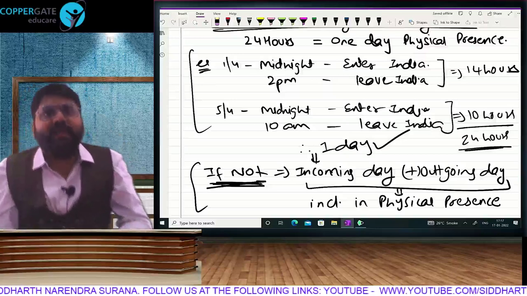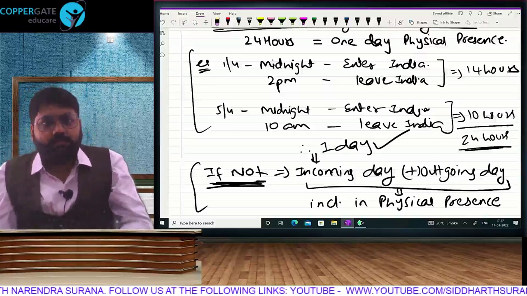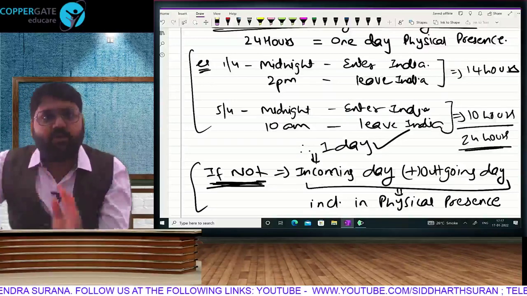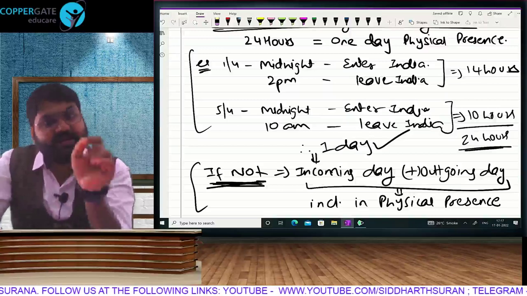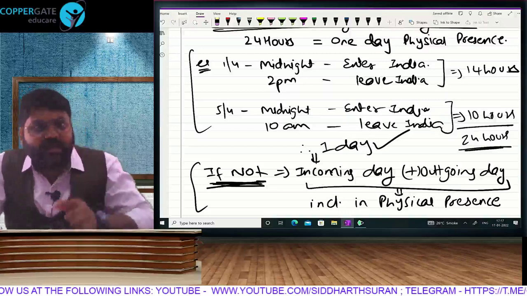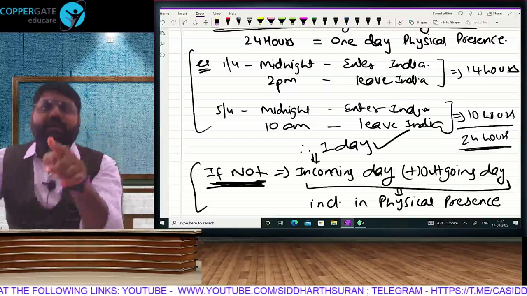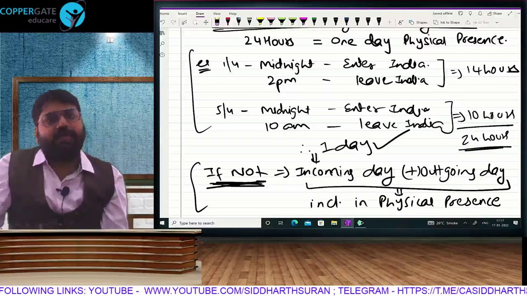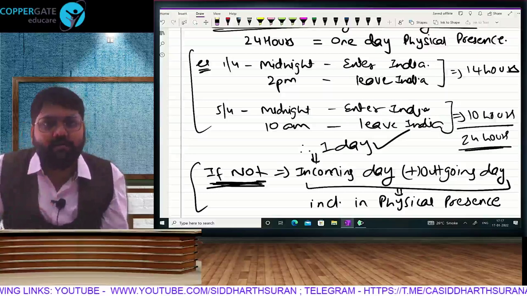Supposing 10th July he comes back. So obviously 11th July onwards he is in India. But that 10th July also will be counted as stay in India. The incoming day and outgoing day, both will be counted. And that is possible to be determined.